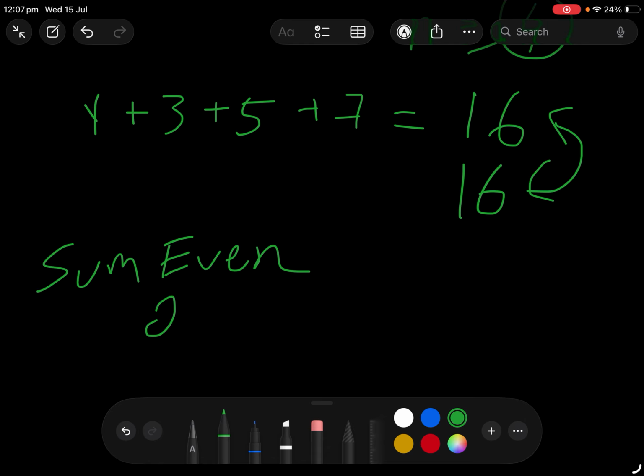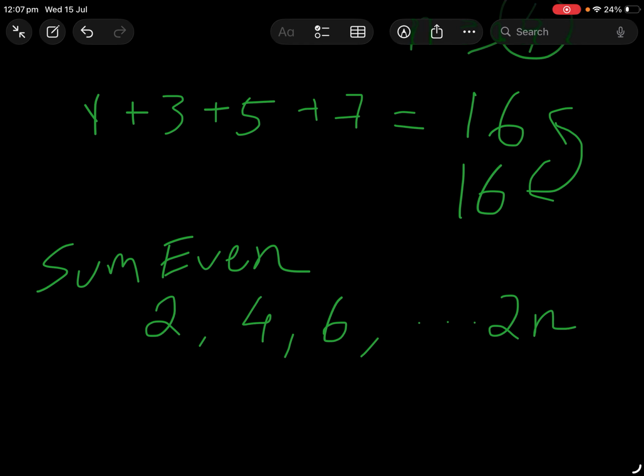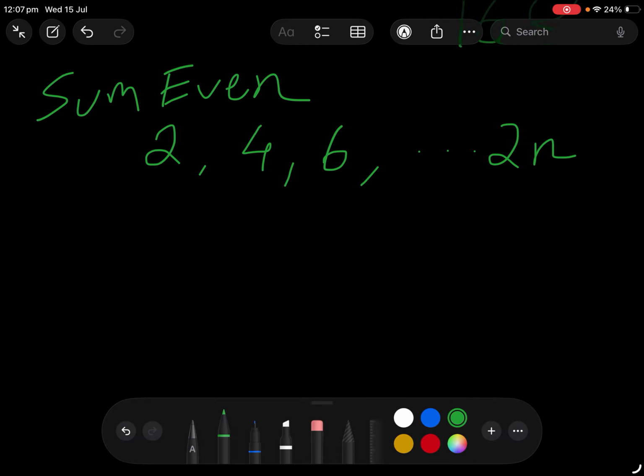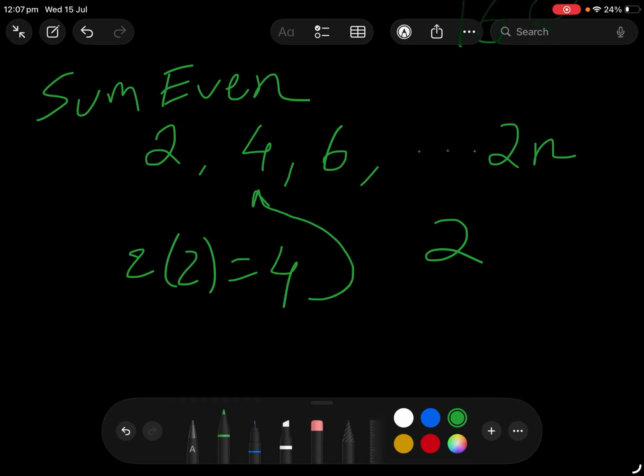Let's write the even numbers: 2, 4, 6. It is 2 times n. Can I say that? Let's see what is the second even number. We'll do 2 times 2, that is 4. Is 4 our second even number? Yes, 4 is our second even number. So what will be our kth even number? The kth even number will be 2k.